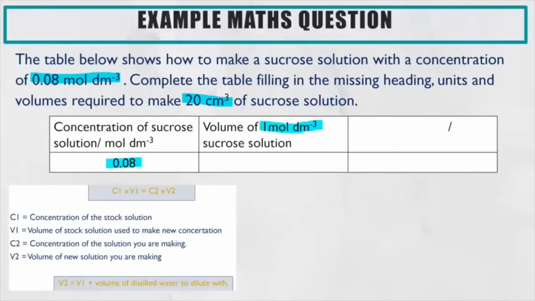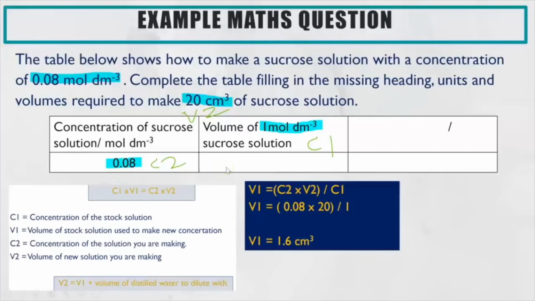Now, once you've highlighted all the values, then you need to apply your knowledge from the formula to work out which values you've been given. So we have C2, so this is the concentration that we need to make. We're told this is the volume that needs to be made, so that's V2. And this is actually C1, so the volume of the 1 molar per decimetre cubed sucrose solution. So we need to work out the volume that we need to use, but you're told that that is the original solution. So we need to work out V1 for that box.